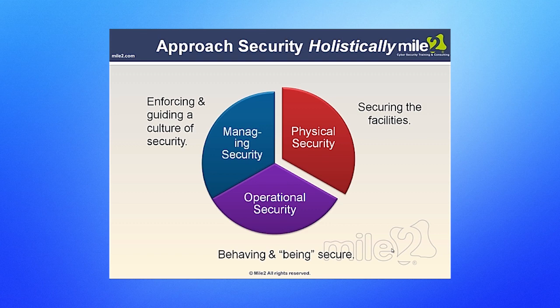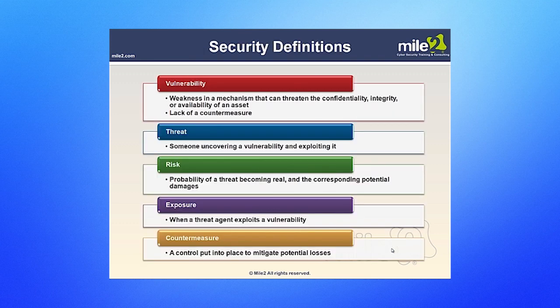Operational security, it's all facets of security. It all goes together. These definitions we will see a few times through here. We have vulnerability: a weakness in a mechanism that can threaten the confidentiality, integrity, or availability of that computer system or asset.